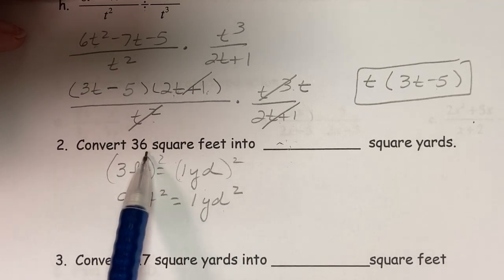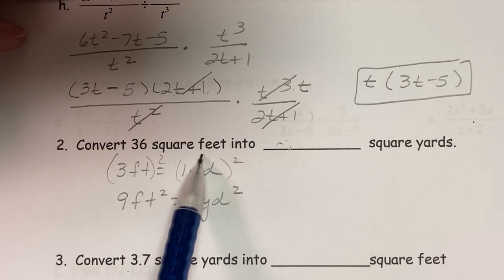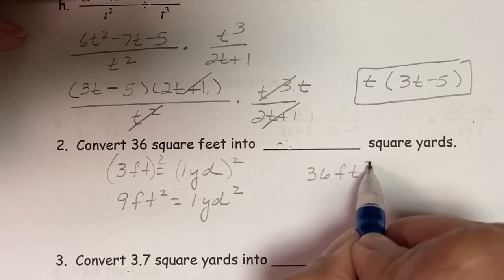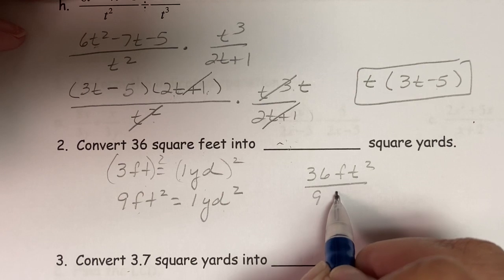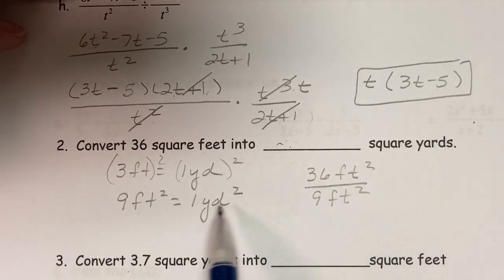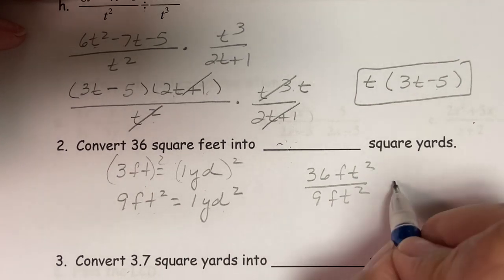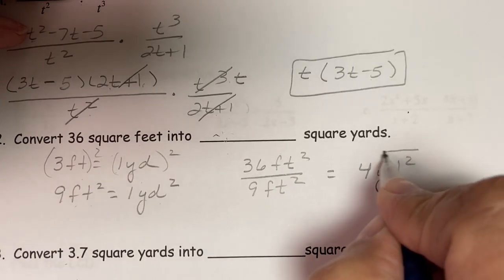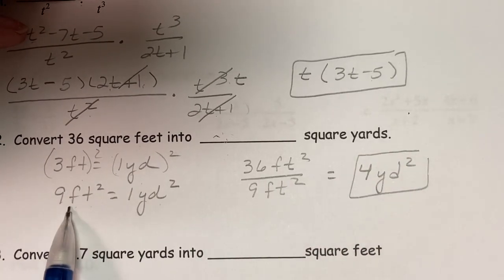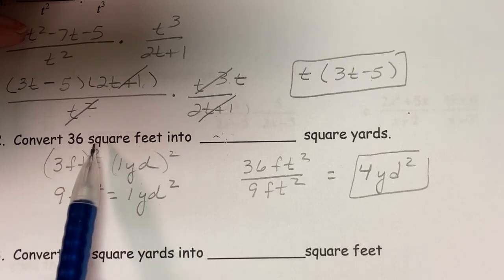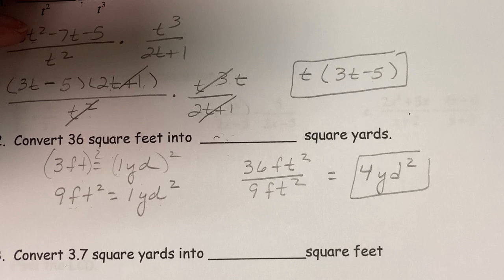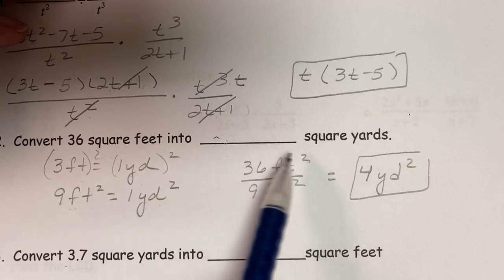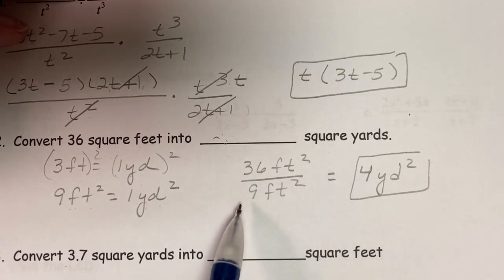So if I wanted to convert 36 square feet into square yards, wouldn't I just take 36 square feet and divide it by 9 square feet? Because each one of these 9 square feet is 1 yard, and I would get 4 square yards. So if 9 square feet is 1 square yard, then 36 square feet would be 4 square yards. So to change square feet to square yards, you just divide by 9.